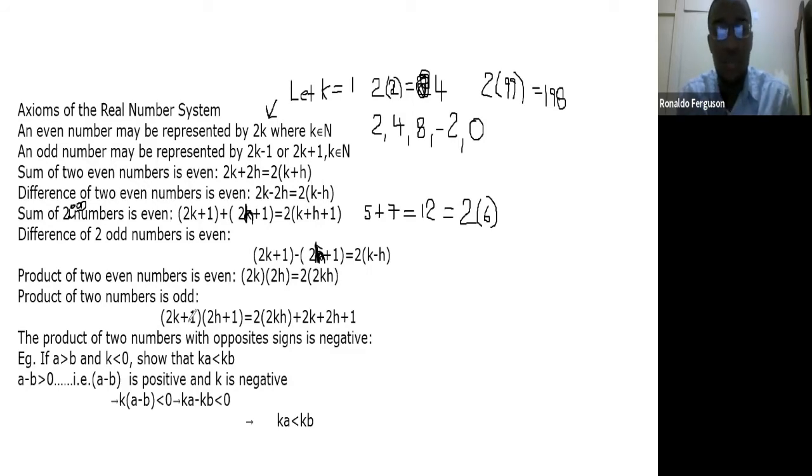And so 2k plus 1 times 2h plus 1, you're going to get an odd number. How do we know we're going to get an odd number? An odd number is 2k plus 1. And so the result is going to be in the form 2k minus 1 or 2k plus 1. That's the result of an odd number. So look at this. This 2 times 2kh is going to work out to be even. This 2k is even. This 2h is even. And so we add 1 to the sum. We're going to get an odd number.